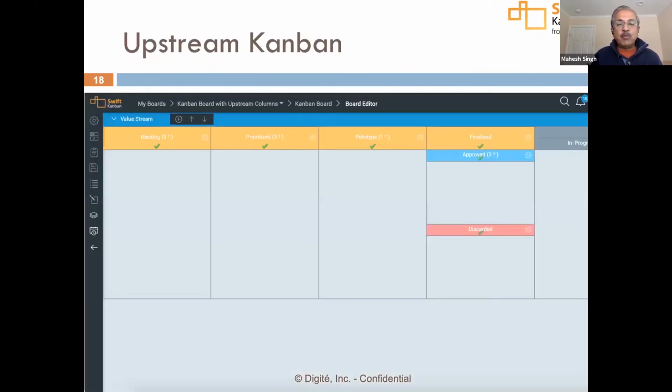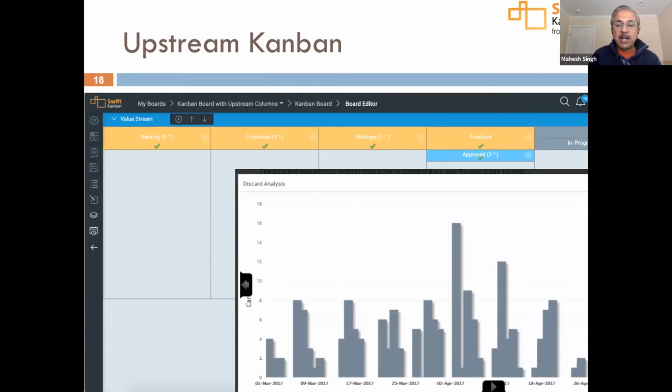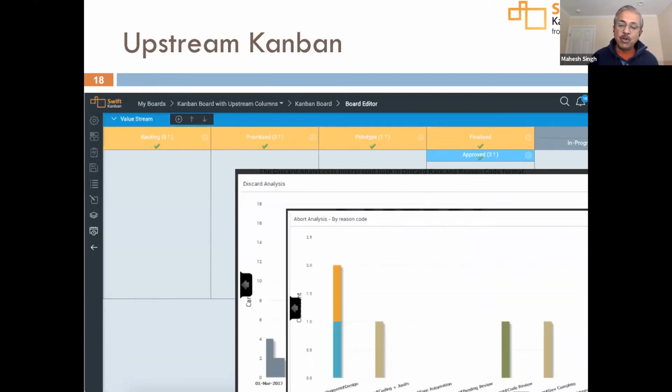We have specific support for upstream Kanban that lets you designate specific columns of your board, typically the early stage columns of your board, to say that these are my upstream columns where I'm going to work on initial analysis and approval of work that I'm going to take up, and therefore define a specific point of commitment on your board, and so that you can then do, based on this, specific analysis around upstream and downstream Kanban in terms of, for example, discard analysis and abort analysis, to see how much of your work that you initially came up with, whatever ideas you came up with, how much was actually taken up for work and how much was discarded.